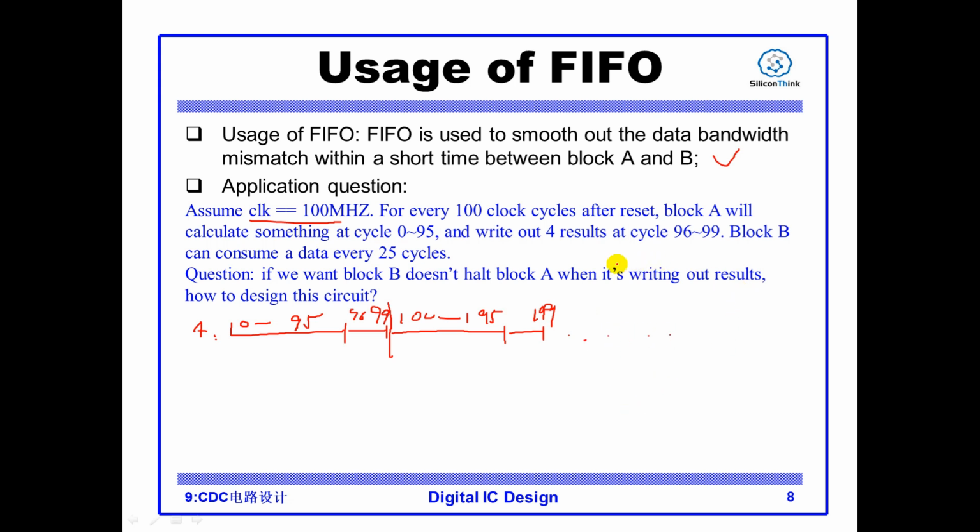And for block B, it will consume a data for every 25 cycles. So this is block B. It will use one data in this time, and it will use another data in this time.